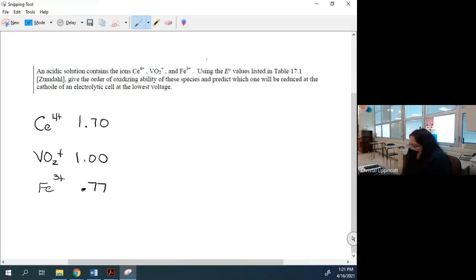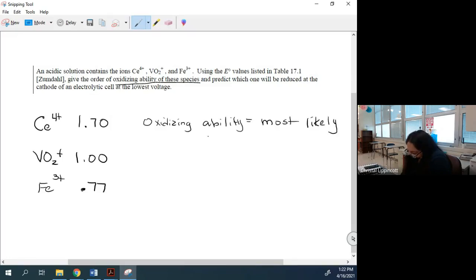All right. So give the oxidizing ability of these species. So oxidizing ability equals the most likely to be reduced. Because it's going to oxidize something else. If this is reduced, if this is gaining electrons, it's making this thing lose them, right? Because whatever's reduced is gaining the electrons from here.